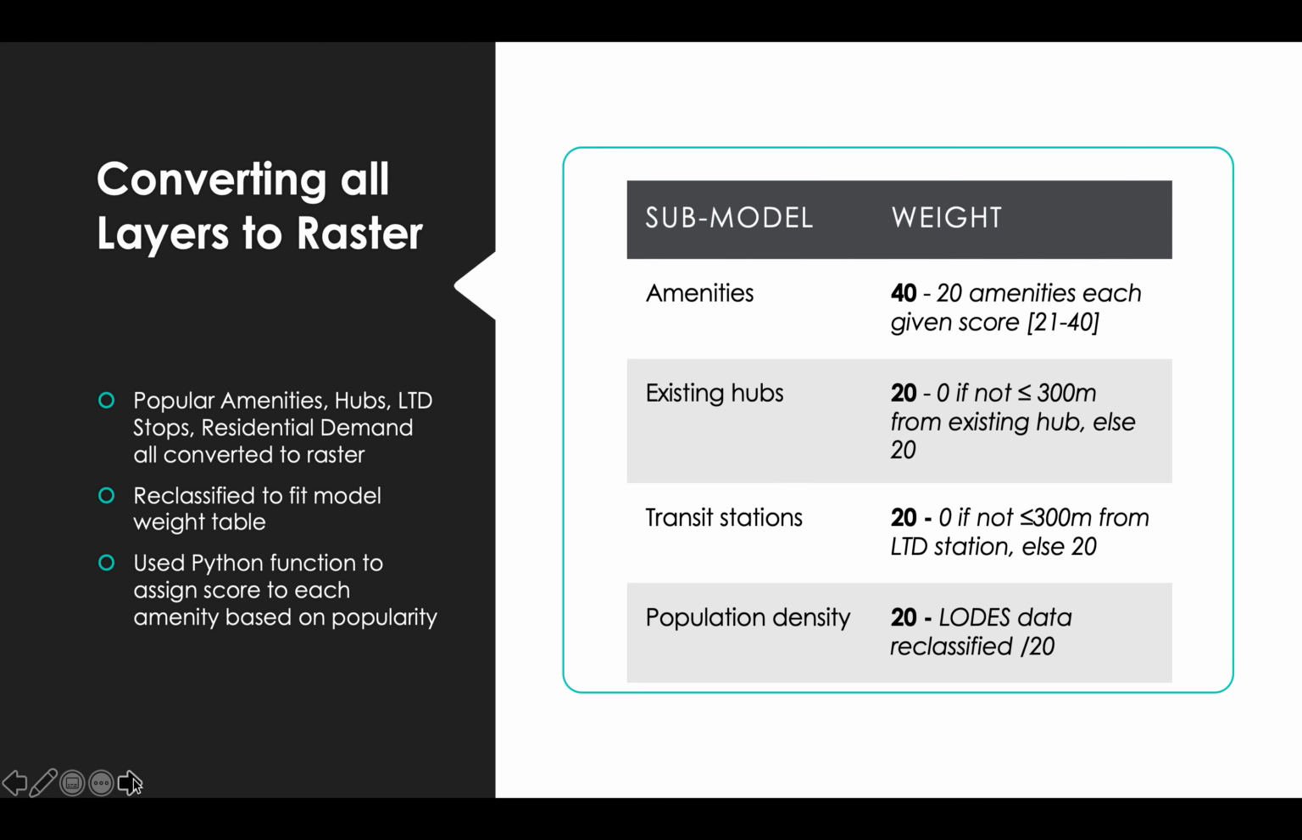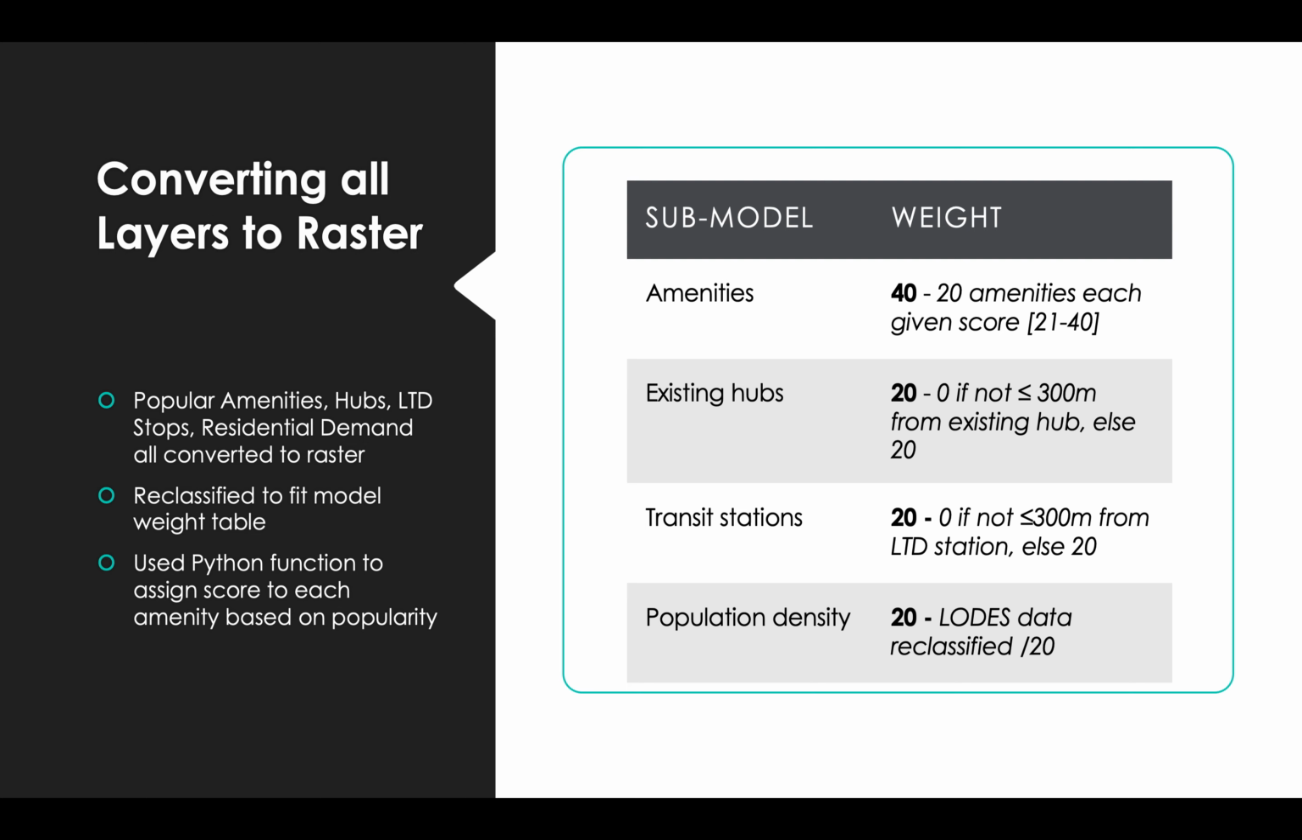Once I had all the layers, I converted them all to raster. So popular amenities, hubs, LTD stops, residential demand, all converted to raster, and then reclassified to fit a model weight table that I came up with, which is pictured here on the right. For amenities, I used a Python function to assign each kind of amenity a score out of 40, which we saw previously.